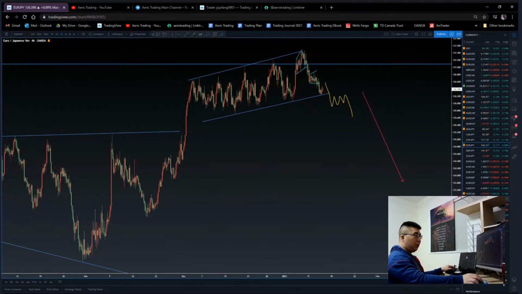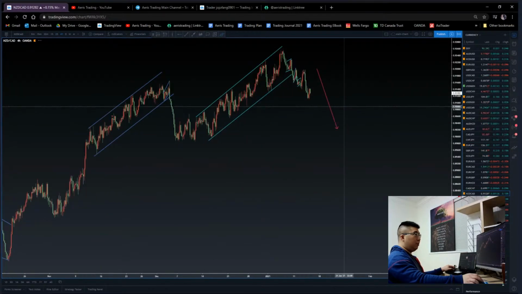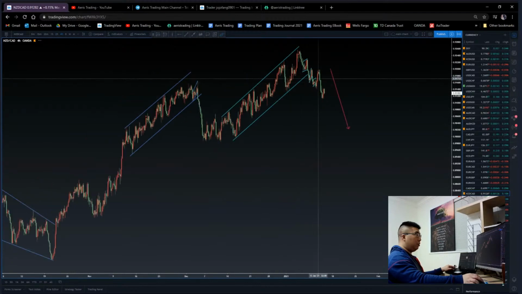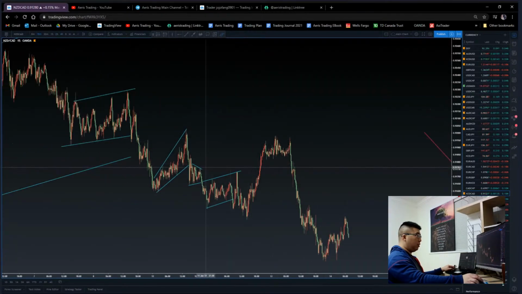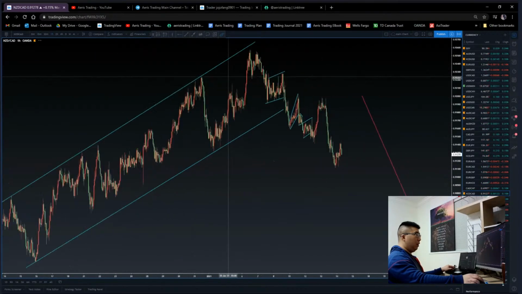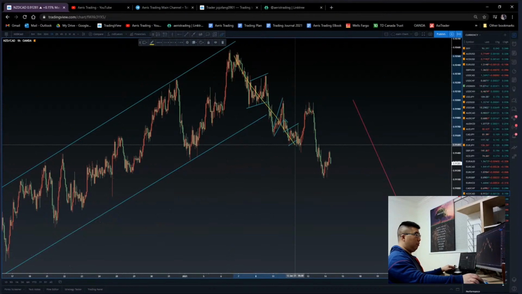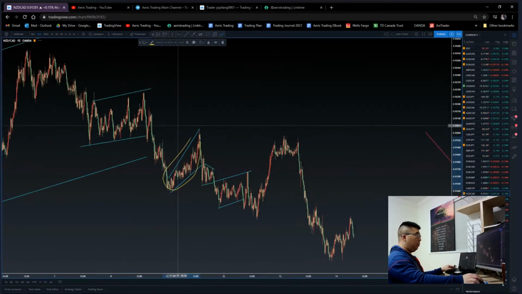Not much here. The last one to go over is Kiwi Cad, very similar to Aussie Cad. Also took a loss here. I'll go over that in the trade recap as well. I entered a short here. I like how we had this lower time frame breakout. This is clearly an impulse. We had this ascending channel correction, so I like what I'm seeing.